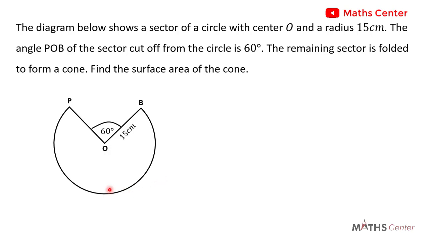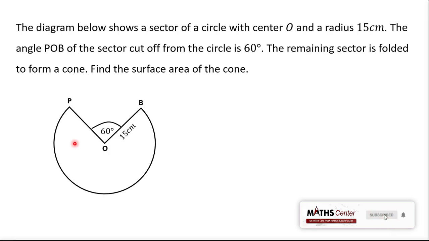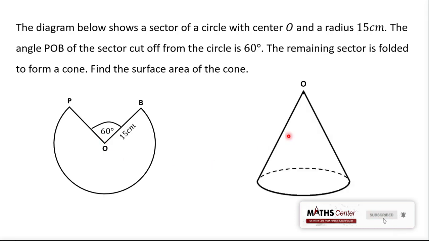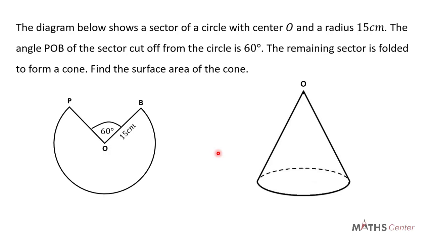So as you can see from the diagram, a minor sector with angle 60 degrees has been cut off from the circle. The question says that the remaining sector, that is the major sector, is folded to form a cone like the one we have here. The question wants us to use the information here to find the surface area of the cone.